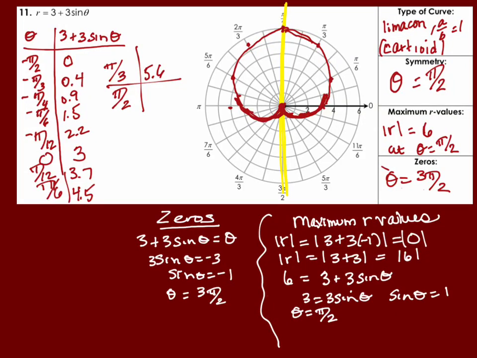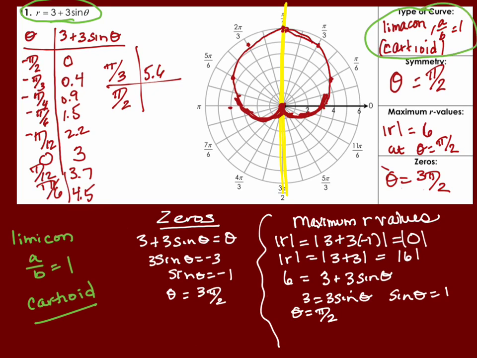This is number 11. You have 3 plus 3 sine theta. So let's see, what is that? That is a limaçon, and a over b is equal to 1, and so it's a cardioid. Okay, so it's a cardioid limaçon.